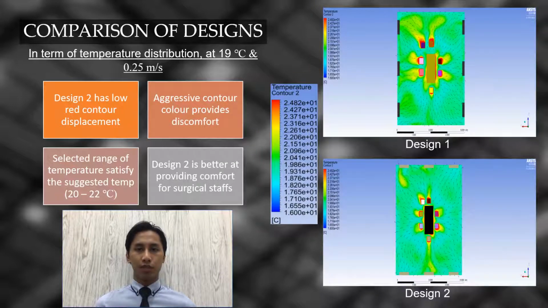Under temperature distribution, the simulated models are compared under the same temperature at 19 degrees Celsius and velocity at 0.25 meter per second. It is found that the contour displacement in Design 2 is low compared to Design 1. It is vital to understand that the greater the contour displacement, the more uncomfortable the individuals will feel. Hence, Design 2 provides a better thermal surrounding for surgical staff and satisfies the suggested temperature range between 20 and 22 degrees Celsius.